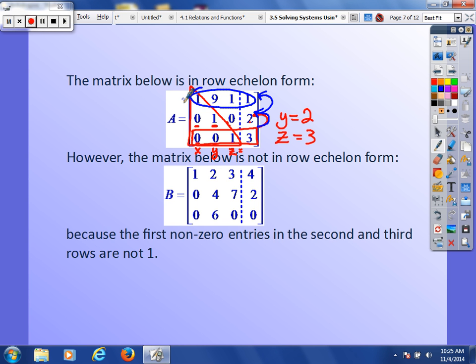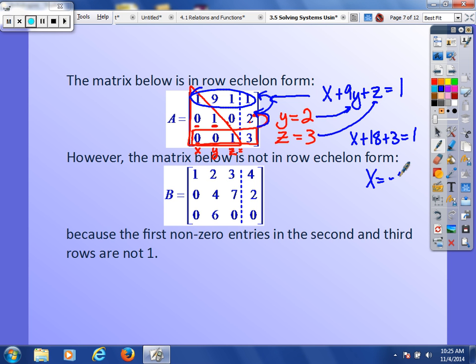Okay, you try real quick, pause it, and see if it matches up. What you should have gotten was x plus 9y plus z equals 1. That's the equation for the top row. Each row is an equation. Now I can substitute in for my y and for my z, and you get x plus 18 plus 3 equals 1. Go ahead and solve, and you get x is negative 20 as your answer. You can subtract 21 from 1, and you get negative 20. So there are our 3 answers using an augmented matrix.